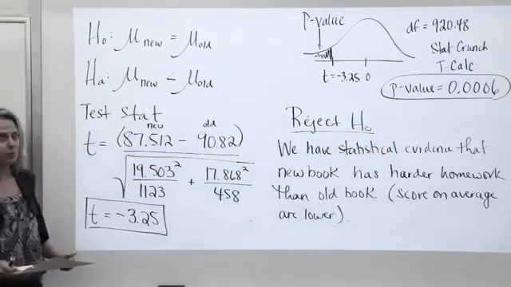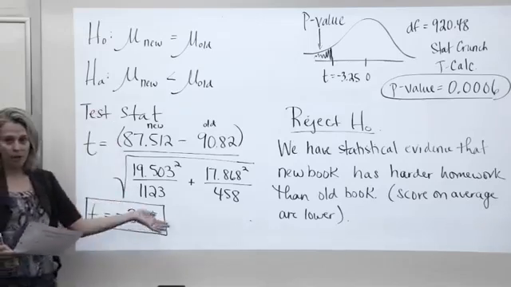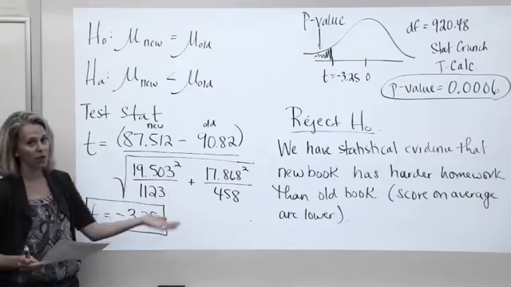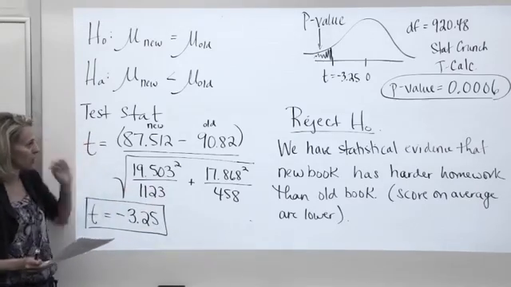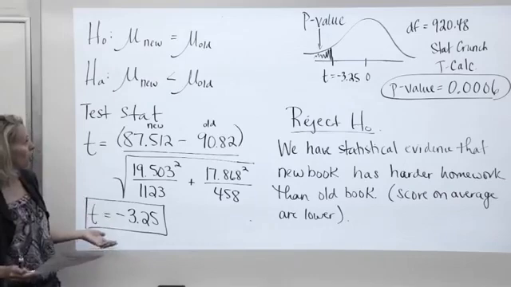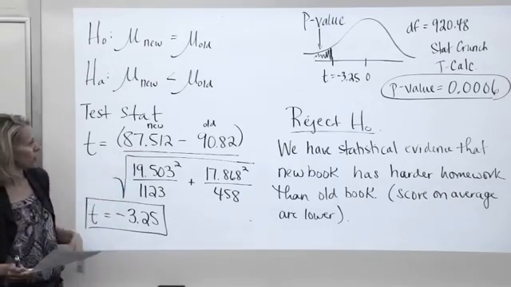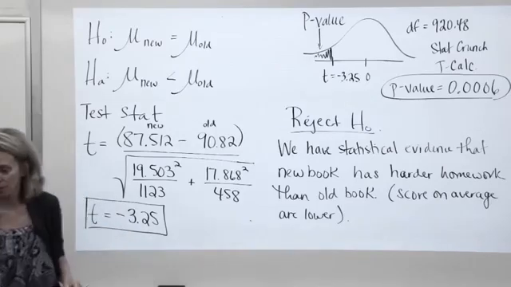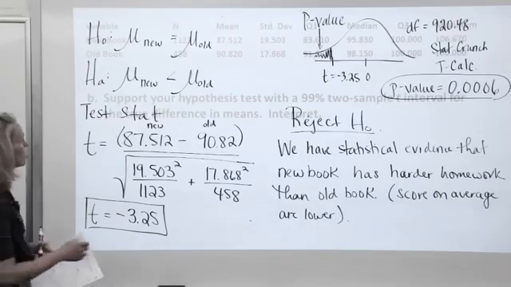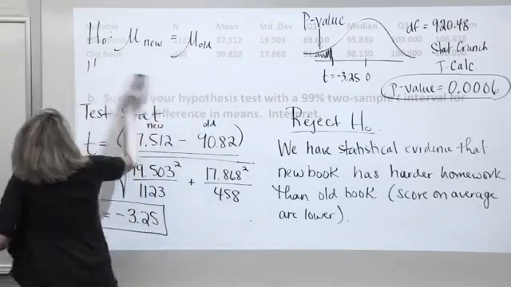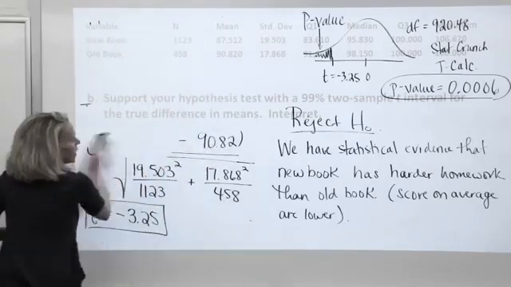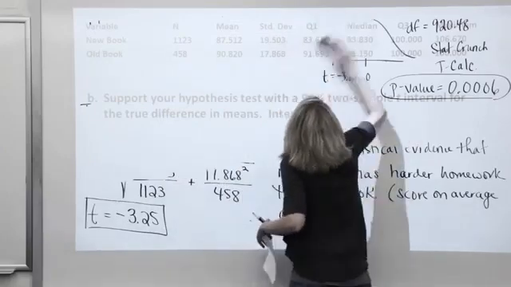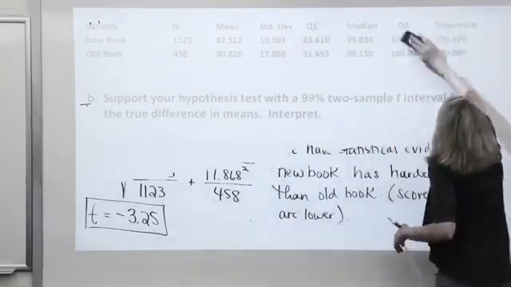All right, last part to this one. We ran the hypothesis test. Let's back up our hypothesis test results with a confidence interval for the difference. So we're concluding that the new book's harder, that on average those scores are lower in the new book than the old. Let's figure out by how much lower they are compared to the old book. So support our hypothesis test with a 99% two-sample t interval for the true difference in the means. And we will again interpret.